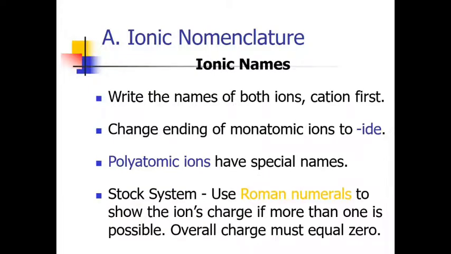And again, the stock system, we're going to use Roman numerals if it is a metal that has more than one possible charge. Again, I'm looking at my monatomic ions. Some examples: vanadium 2, 3, and 4, chromium 2 and 3, lead 2 and 4, iron 2 and 3. Hopefully you get the idea. But again, those mean those metals have more than one option.